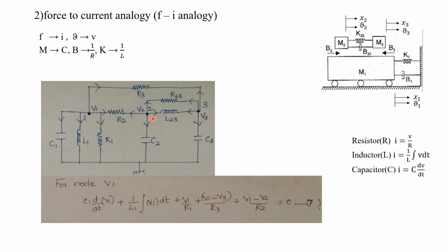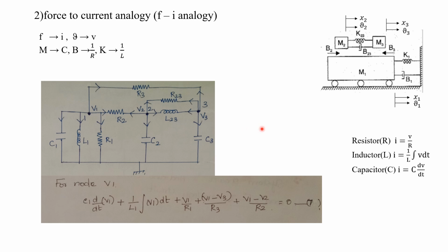Similarly for node 2, there is no source, so there will not be any incoming current. 4 branches are there, that is 4 elements. For all the elements you have to assume the outgoing current. And similarly for node 3, there is no incoming current because there is no source here. Then through all the 4 elements there will be an outgoing current. If you are considering this R2, there will be a current in this direction and also in this direction. While writing the equation for node 1, we have to assume this direction. While writing the equation for node 2, we have to assume this direction.